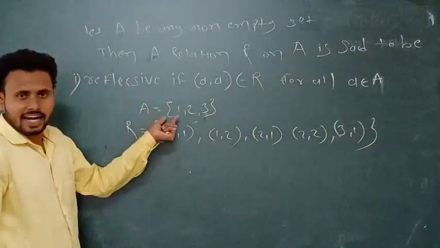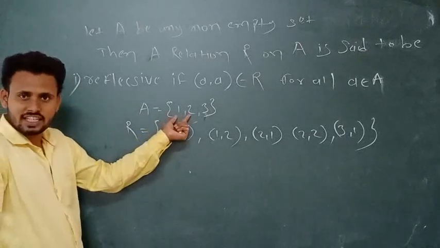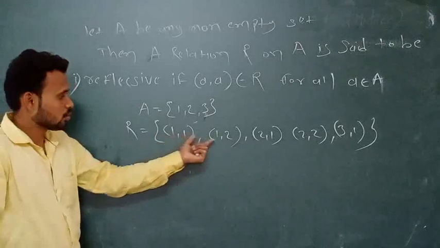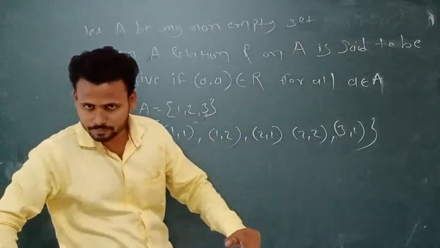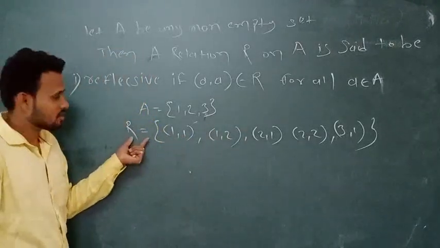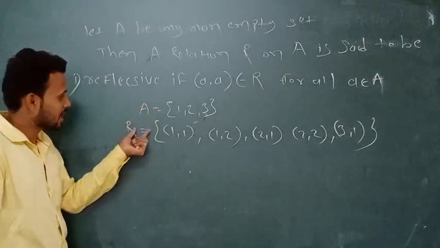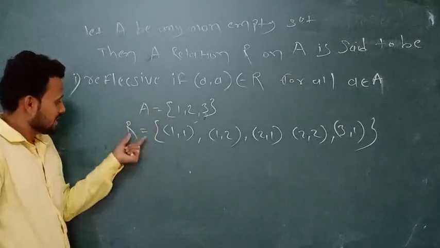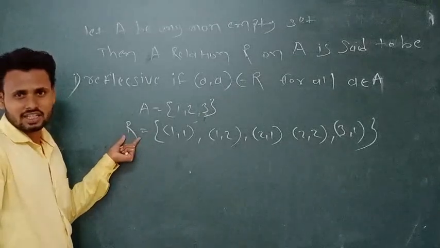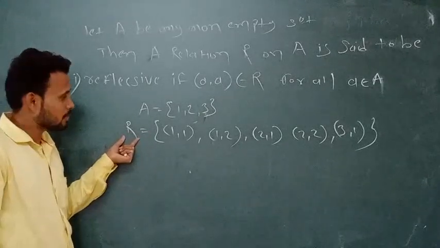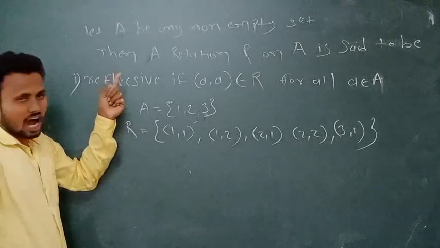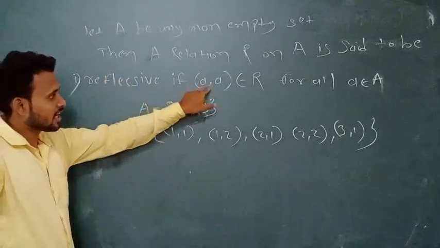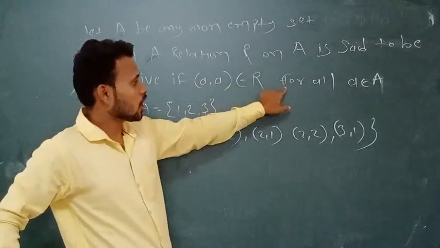Okay, let A equal the set containing the elements 1, 2, 3, and R equal the set containing the ordered pairs (1,1), (1,2), (2,1), (2,2), (3,1). Therefore we see that R is a binary relation on a set A. Now, is it a reflexive relation? What is the definition? A relation R defined on a set A is said to be reflexive if the ordered pair (a, a) belongs to the relation R for all a belongs to A.